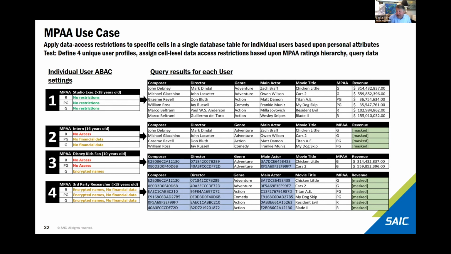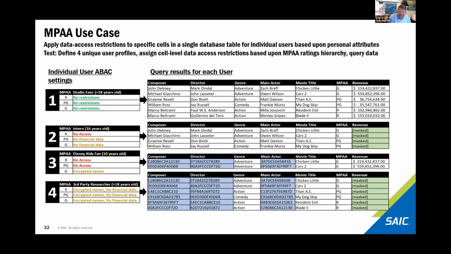We're filtered here by the rating. And then you can see we're also masking or possibly encrypting the financial data, probably masking it because we don't want them to ever be able to get it back. In the third case, the Disney Kids user doesn't get any PG or R-rated movies, only G movies, but you can see that the names of the composer, the director, and the main actors are encrypted. So the child receives the movie title and the adventure genre in this case, and they get the financial results as well, which may or may not be a good idea.